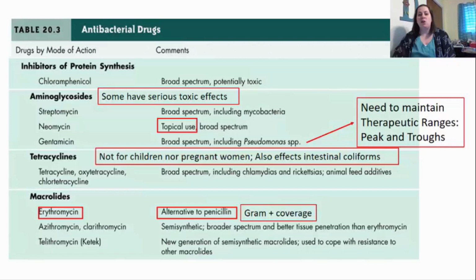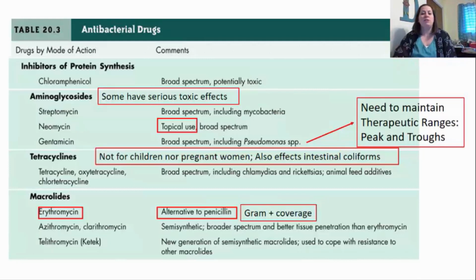Now, one thing to note about these, because they have serious toxic effects, we need to make sure that we maintain therapeutic ranges. This means that blood work needs to be taken pretty constantly to check for peaks and troughs, okay, when the level is high versus when the level is low. We want to keep the level pretty moderated throughout their treatment to where they don't have these really highs and lows, because the highs are going to cause potentially toxic effects, and the lows are meaning that there's not enough antimicrobial in order to fight the potential infection.